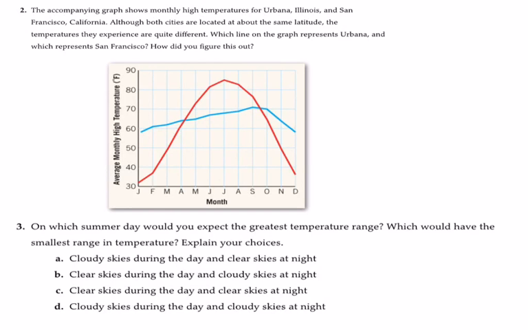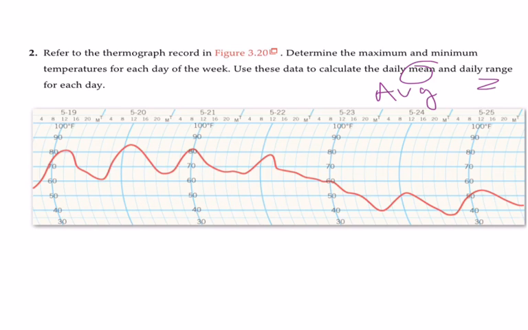All right, the next one looks like this. This is the figure you're referring to. Remember, this was through the course of several days. We have our daily maxes and our daily mins, and you're supposed to use it to determine the maximum temperature for each day. And once you have the maximum and minimum, remember we said, how can you get an average if you have a maximum and minimum? Add them together and divide by 2, exactly. So that's what you're going to do for each of those.